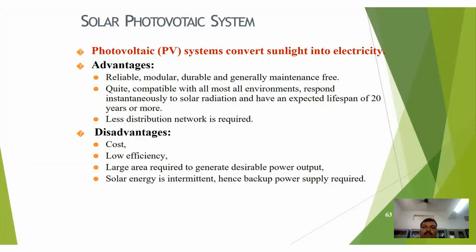Solar photovoltaic system: the system which converts sunlight into electricity. That is nothing but the photovoltaic system. So here it is called a solar photovoltaic system. The solar generates, the sunlight that converts into electricity. That's why it is called a solar photovoltaic system.